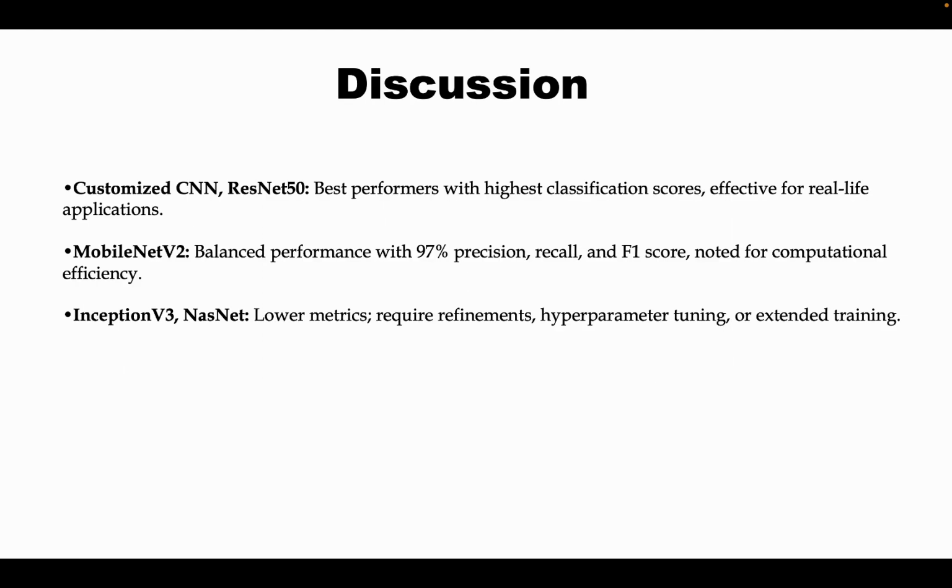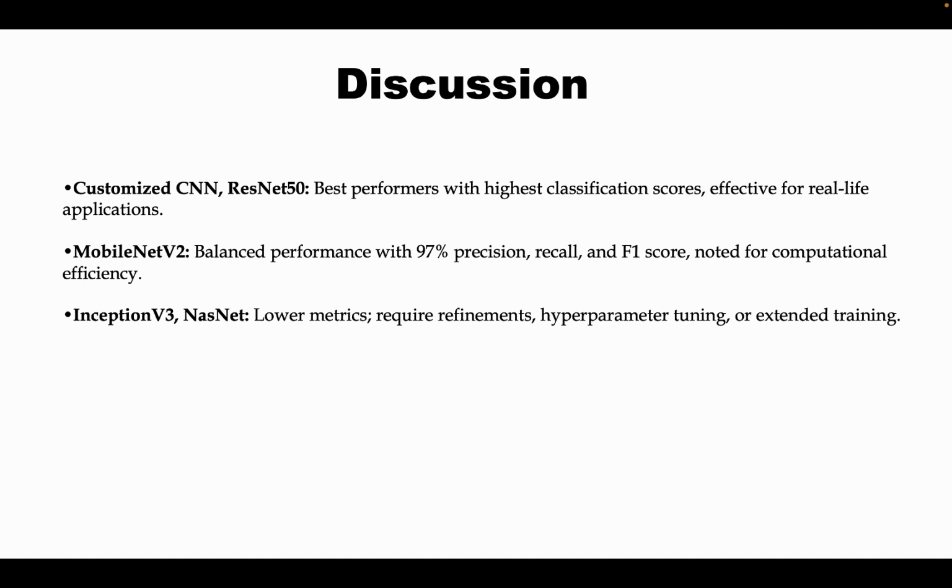Our findings highlight the potential of combining segmentation and classification for accurate ALL diagnosis. The UNet model effectively segmented critical features, while the customized CNN ensured reliable classification of ALL subtypes. Customized CNN and ResNet 50 were the best performers with the highest classification scores, effective for real-life applications.